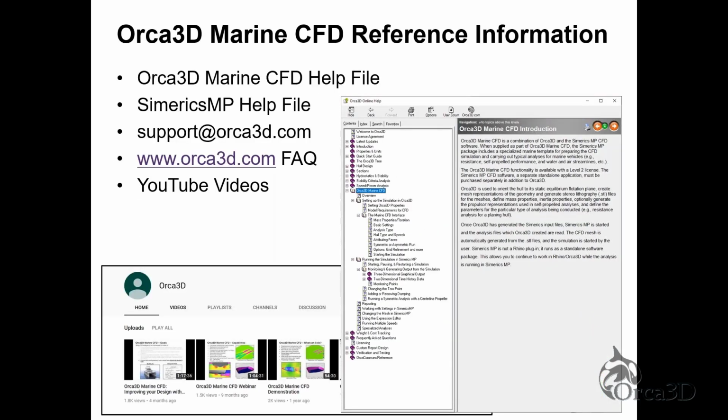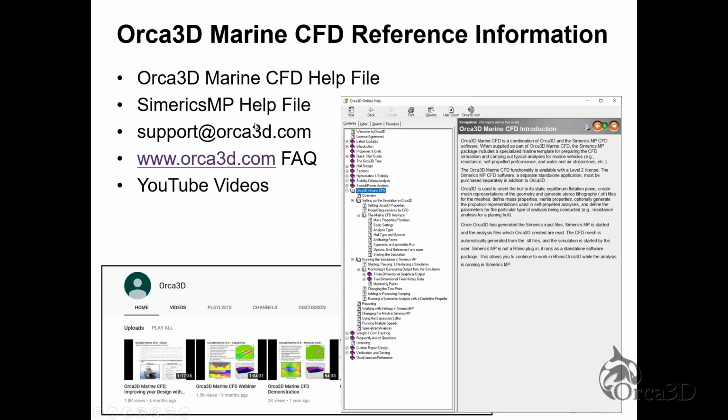Okay, this is the final slide before we go over to the demonstration. This is just very important reference information that you might use during your use of your license. The first place to find help information is in the Orca help file. Simerix has a help file as well as Orca, but the Simerix help file tends to be more general CFD help than it is specific marine help. The marine specific help is in the Orca help file under the topic shown here called Orca3D Marine CFD. So as you evaluate and come up with questions, I would encourage you to look first in the Orca help file to see if your question might be answered.